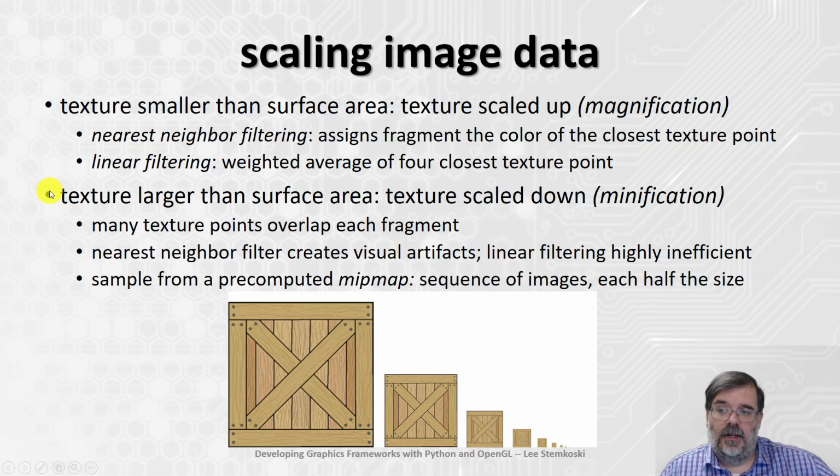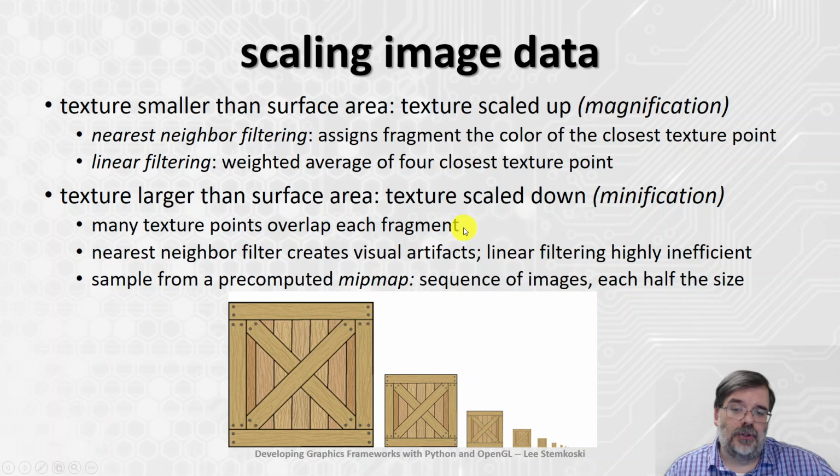The other case we have to worry about is when we're applying texture data and the texture is larger than the surface. Then we need to scale down the texture. We need to make the texture smaller. This process, the opposite of magnification, is called minification. And this case is surprisingly, significantly more complex. And here's why. When you shrink a texture, the points in the texture will be smaller than the points on the fragment. So you'll have many texture points which correspond to each point in the fragment.